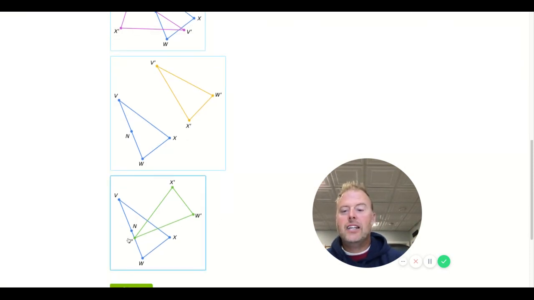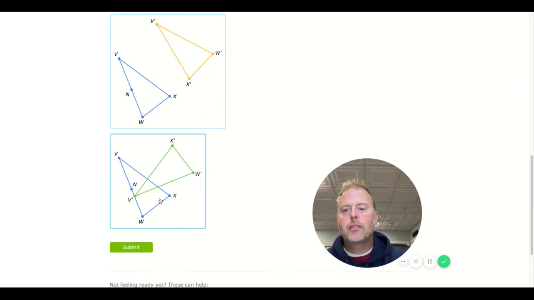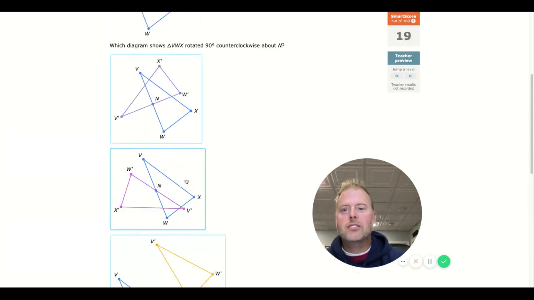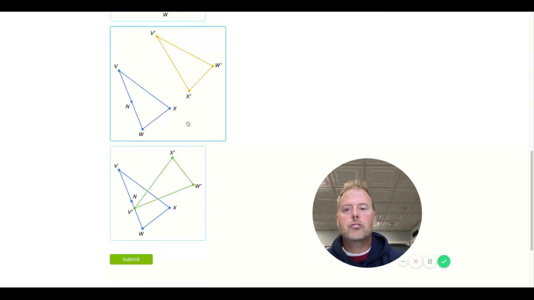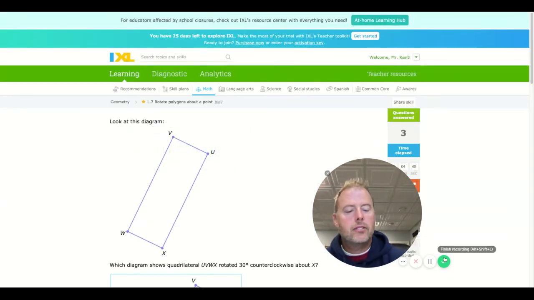Where this one, again, I'm looking at point N and I'm rotating 90 degrees. Here's my N. Well, if I were to take my V and move it 90 degrees counterclockwise, it would come down here. Somehow the V prime ended up all the way over here. So that wouldn't make any sense. So the one that makes the most sense is the very first one. And that'll be it. Just let me know if you have any questions.